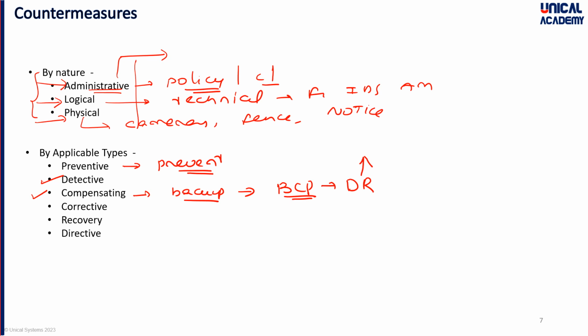Whereas corrective ensures return to normal after an unwanted activity has occurred. So in case a virus impacted a file, how quickly can the virus be removed and the file restored. That's an example of corrective.